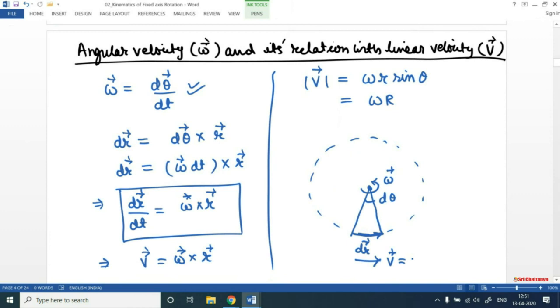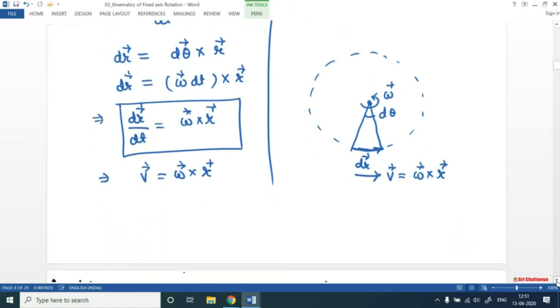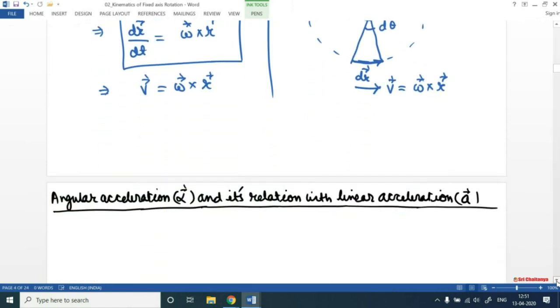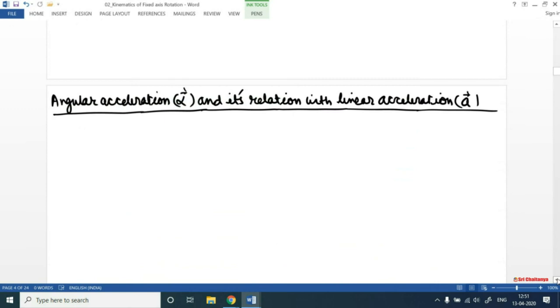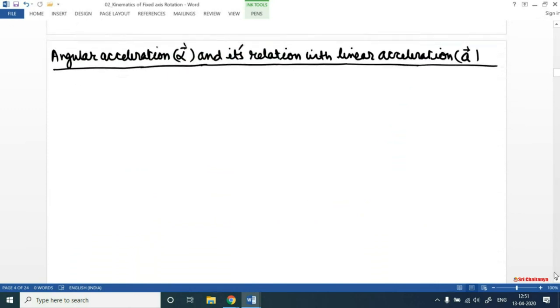V is basically omega cross r. So velocity here is along the tangential direction. So that is the relationship between angular velocity and linear velocity. Similarly, we can have a relationship between angular acceleration and linear acceleration as well in case of fixed axis rotation. Now you see, how is alpha defined?